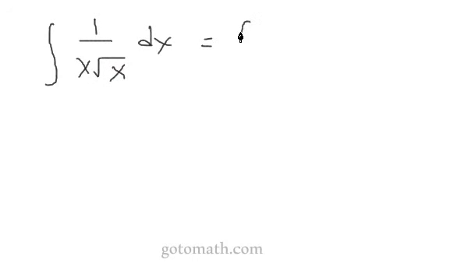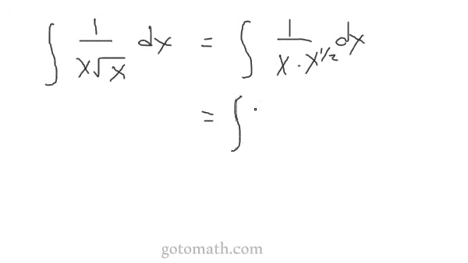All right. Where are we at? Ooh, here's a tricky one here: the integral of 1 over x times the square root of x dx. So we'll need to rewrite this as 1 over x times x to the half dx. And of course, we're going to need to add the exponents here. And we have 1 over x to the 3 halves dx.